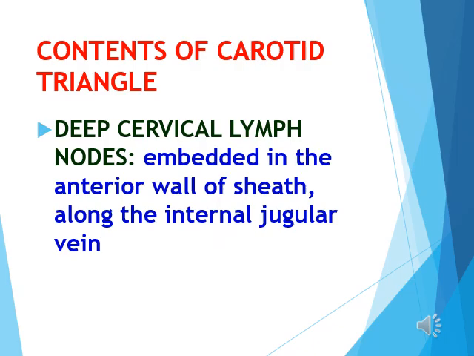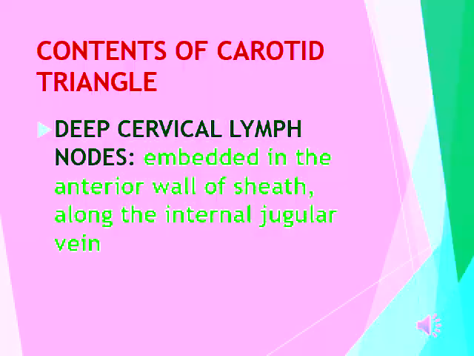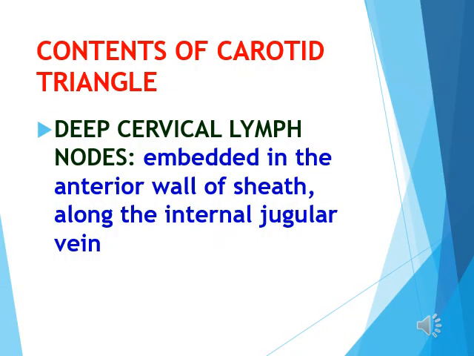To complete our survey of the carotid triangle, let's highlight the deep cervical lymph nodes. Small but clinically powerful structures embedded within the fascial structure of the neck. These nodes are embedded in the anterior wall of the carotid sheath, running alongside the internal jugular vein. They form part of the deep cervical chain, which extends from the base of the skull to the clavicle.